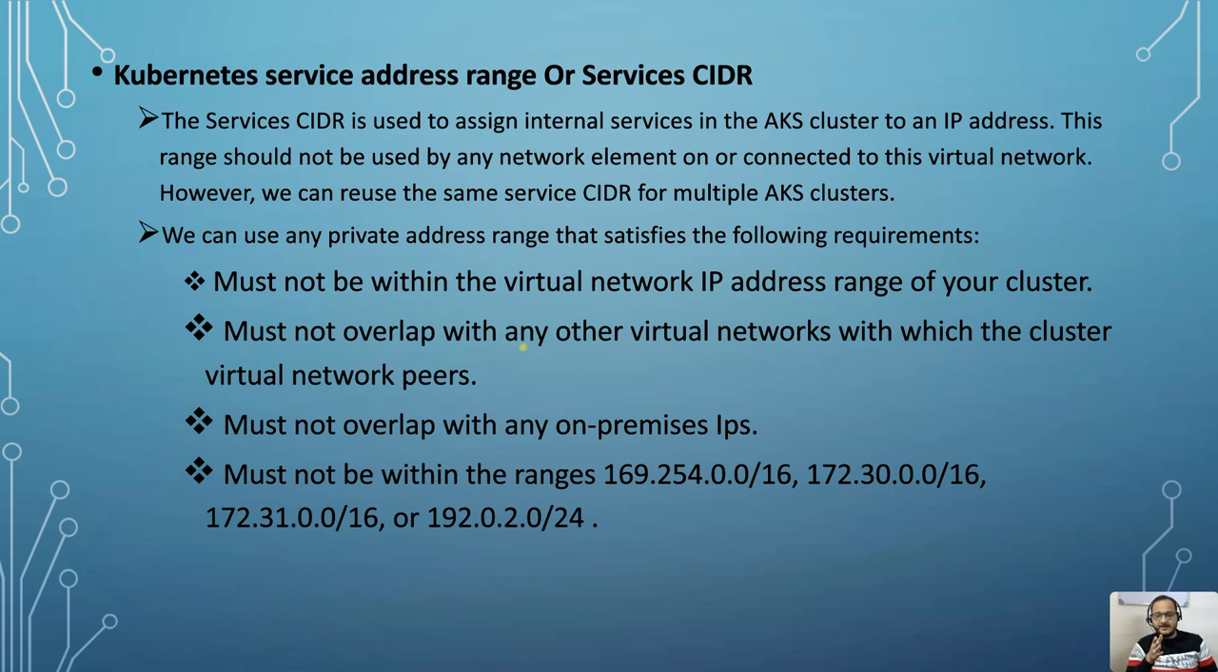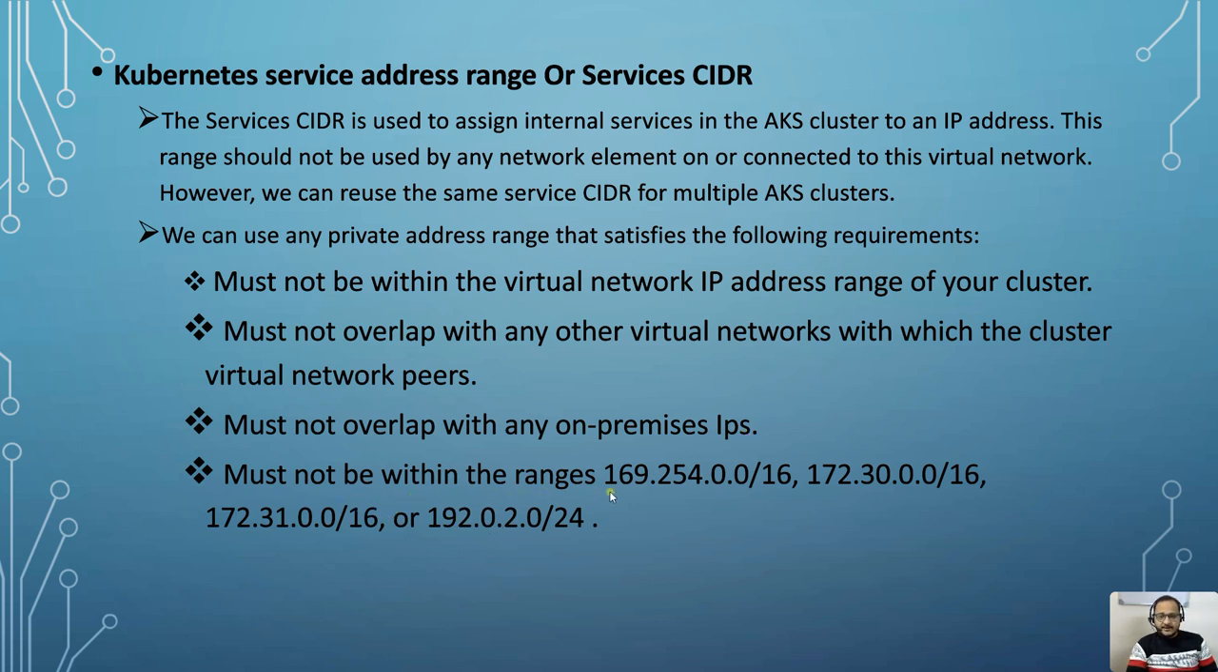Like if you have VNet 1 and VNet 2, and they are peered with each other, whatever IP range you have defined for VNet 1 and VNet 2 should not match the service CIDR, otherwise it will not work. And it must not overlap with any on-premise IPs. If you are connecting AKS with your on-premise environment or network, then the service CIDR should not overlap with your on-premise network either.